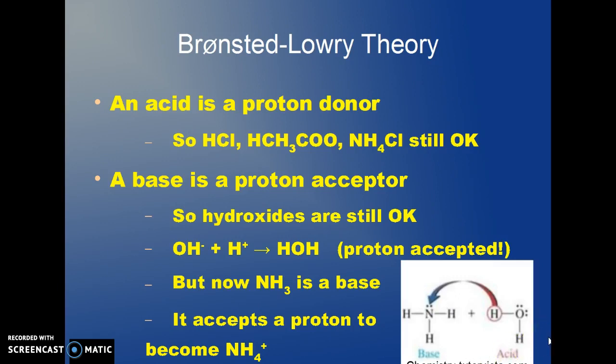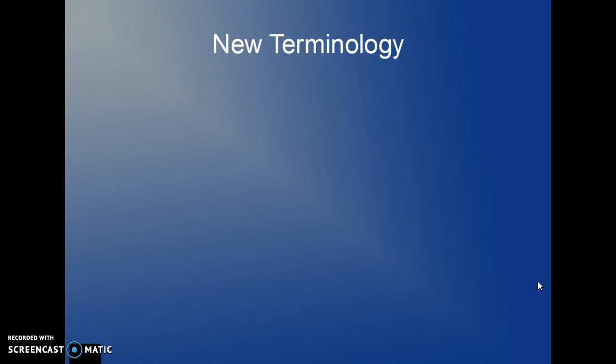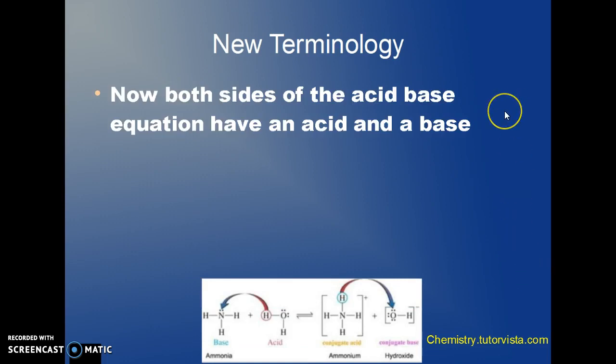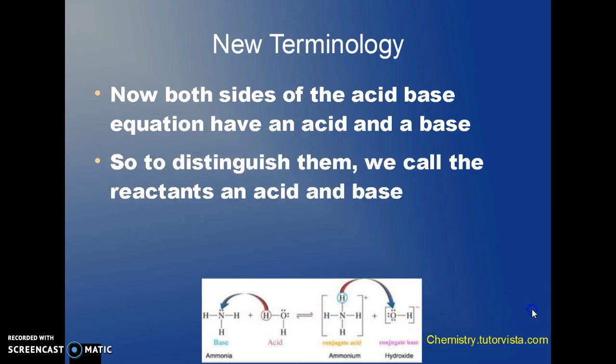This is a diagram of what is going on there. You can see the hydrogen ion from water will attach to the ammonia's unpaired or lone pair electrons, and that is an acid-base reaction. We now have some new terminology to learn. Now both sides of the acid-base equation have an acid and a base. Seeing here the base on the left and the acid on the right, but here an acid on the left, the ammonium ion, and the hydroxide base on the right.